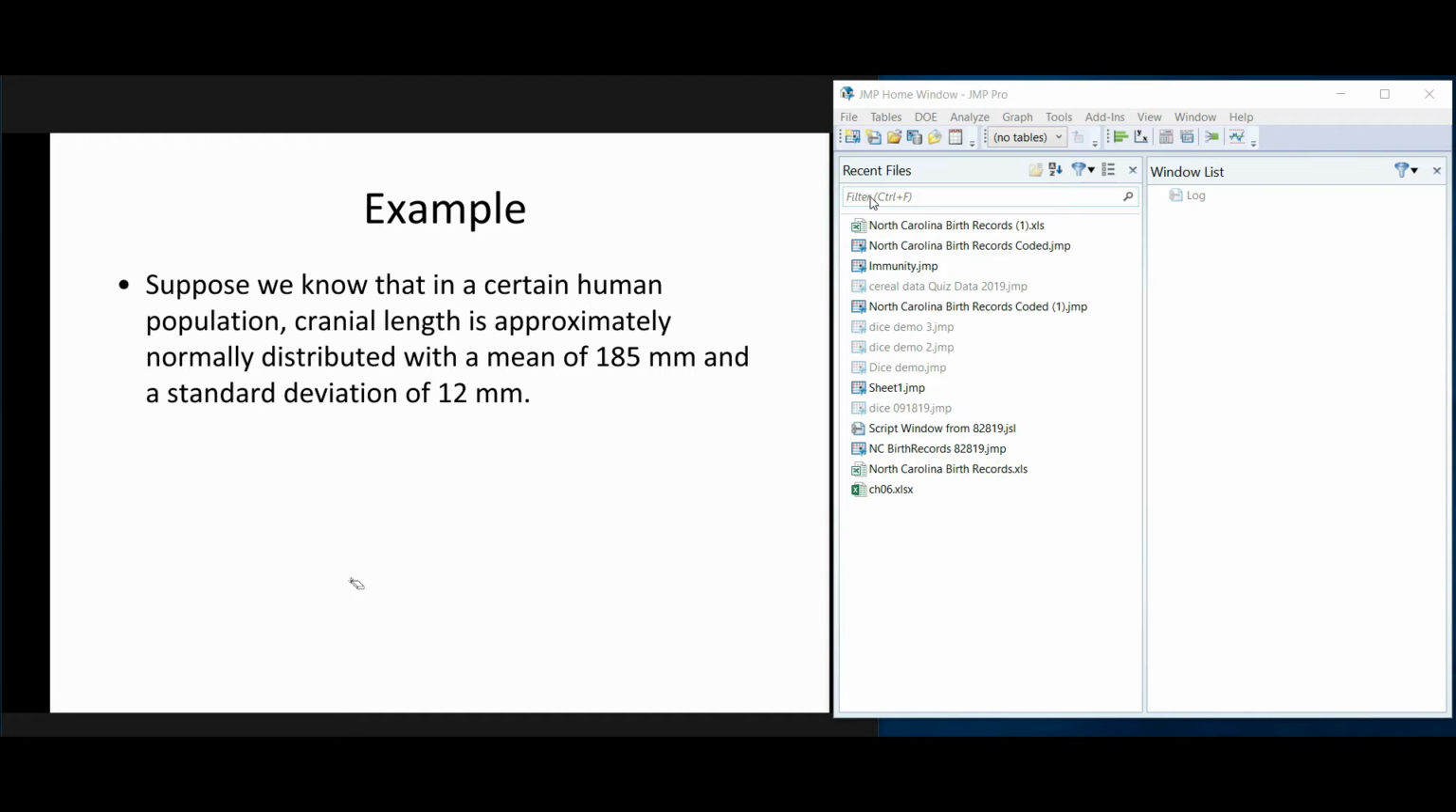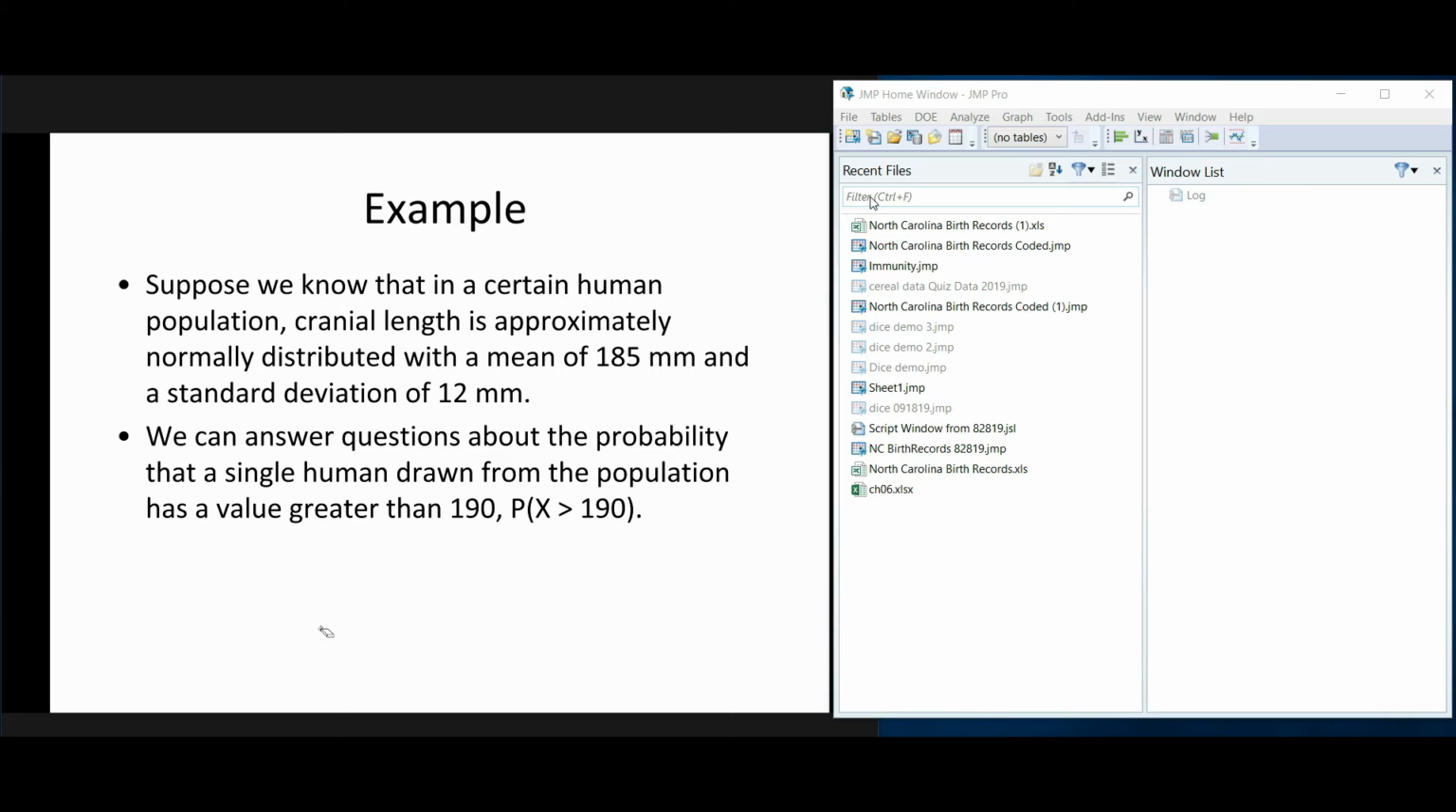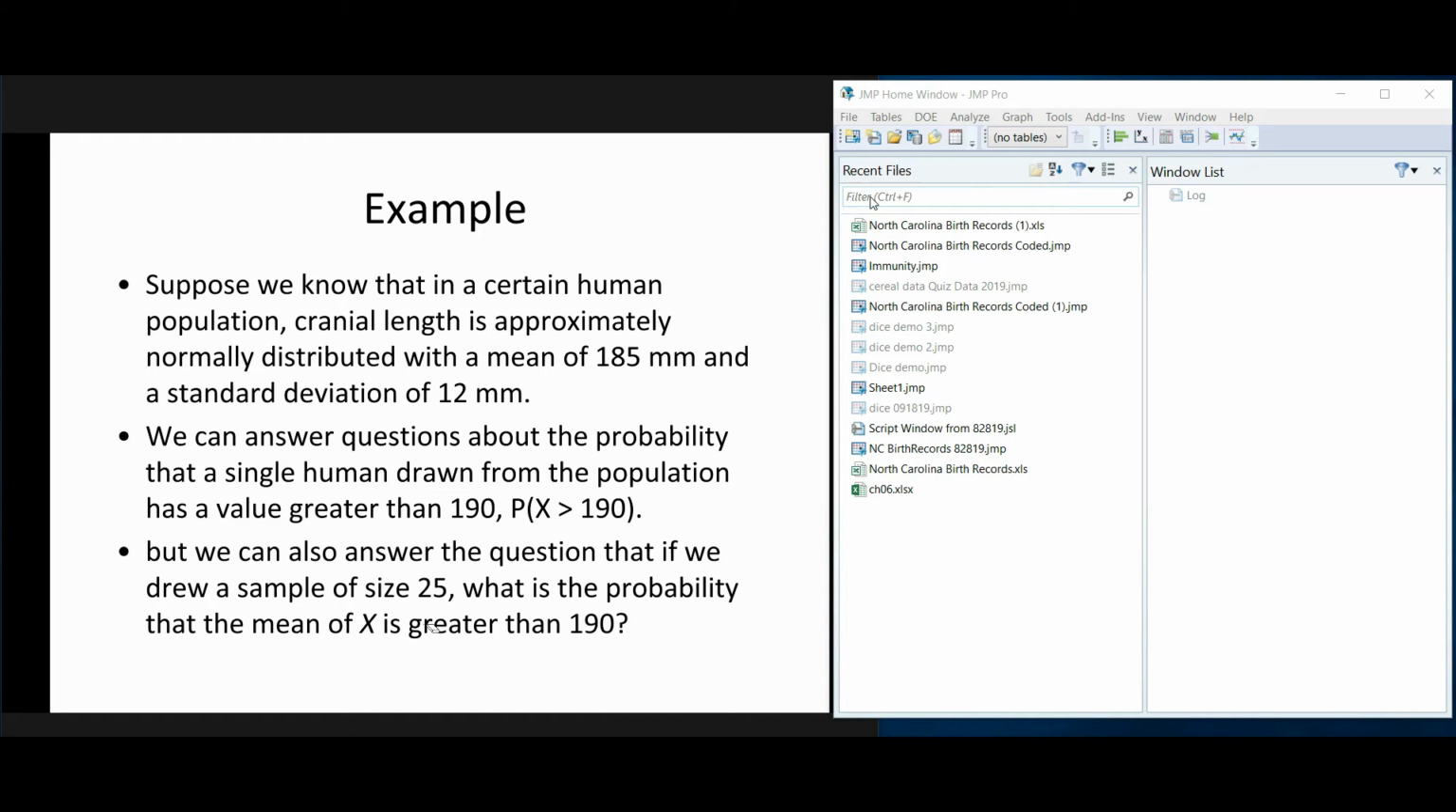So a couple of questions that we might want to answer with this is a question about individuals. So what's the probability that a single human draw from the population has a value greater than 190? And this is one that we're familiar with already. But another question we might want to answer is about means. So if we drew a sample of size 25, what's the probability that the mean of x is greater than 190? So an important distinction between these two questions is the first one is about an individual. The second one is about the mean of those 25 draws.